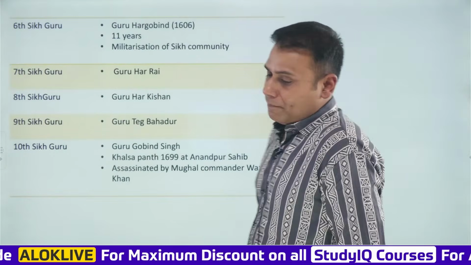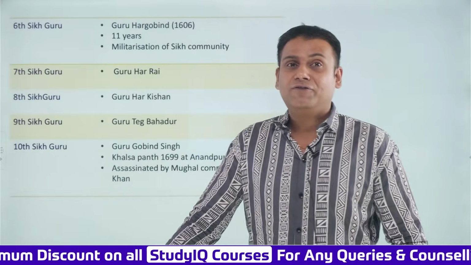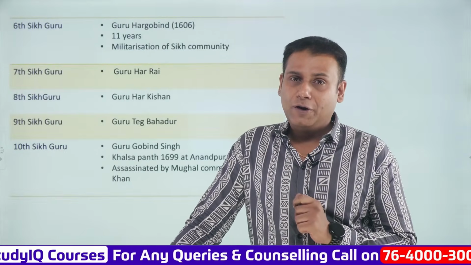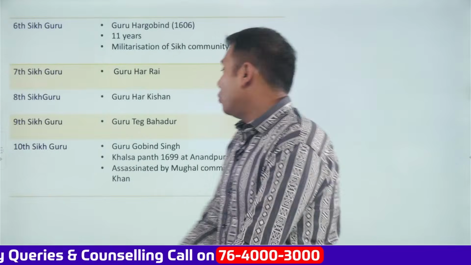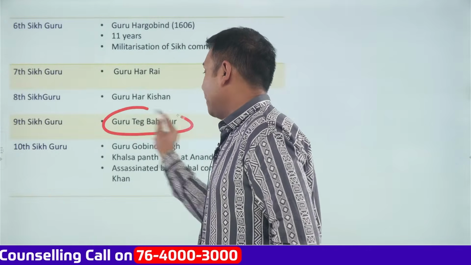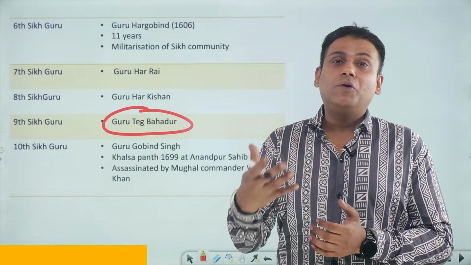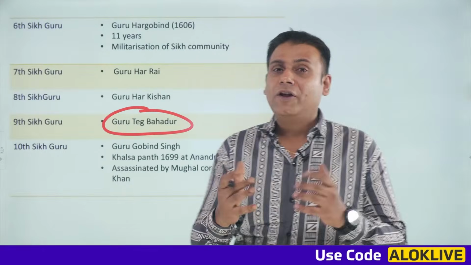Now, the foundation of Sikhism was laid down by Guru Nanak Dev Ji, approximately around the end of the 15th century. And there are totally 10 Sikh Gurus. The 9th Sikh Guru was Guru Tegh Bahadur Ji. And you might have heard that Guru Tegh Bahadur Ji was executed by the Mughal Emperor Alamgir, who is also referred to as Aurangzeb.